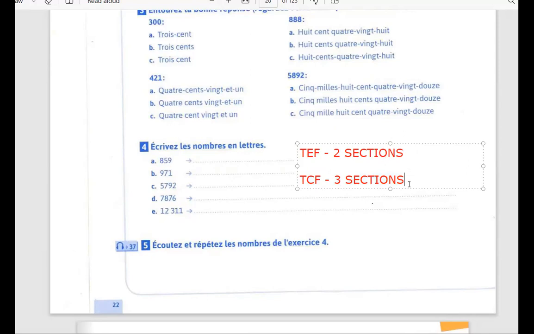Why? Generally, there is a hype of TEF in the market: TEF, TEF, TEF. This hype is just because people think, okay, here there are two sections, you only have to attempt two questions, and here you have to do three. Just because it has one extra section to attempt. But in my experience, being a TEF TCF expert coach, I suggest my students to write TCF.